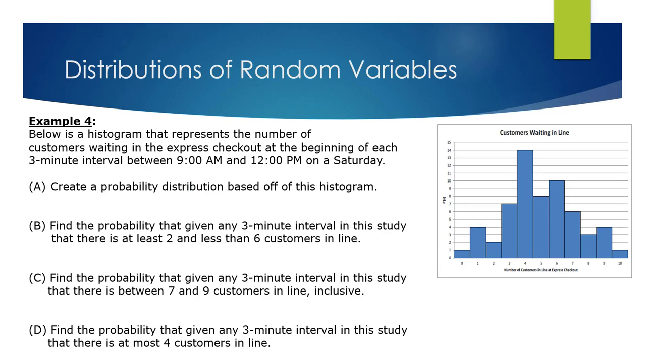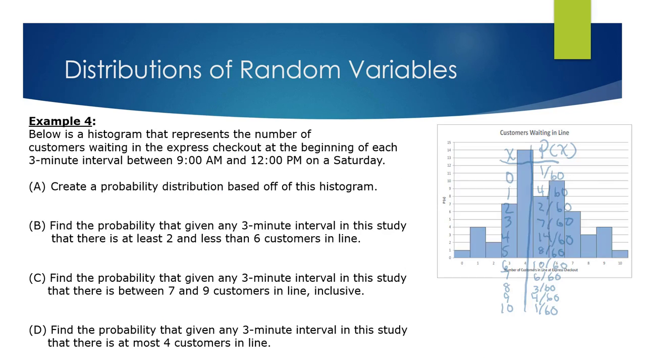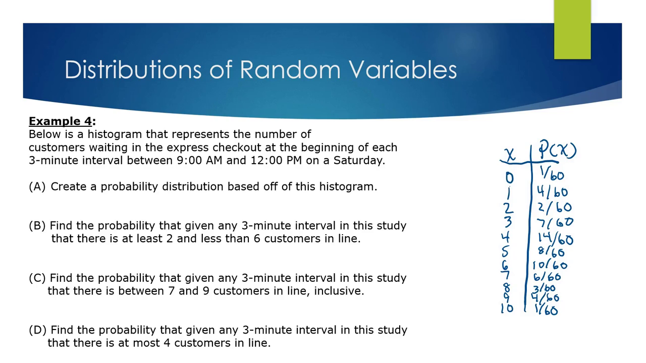So when I go back to the problem again, we took care of part A. I'm going to replace that histogram with this probability distribution. Now I can answer my questions a little more easily because I'm looking for probabilities. The first one says, find the probability that given any 3-minute interval in the study, there is at least 2 and less than 6 customers in line.